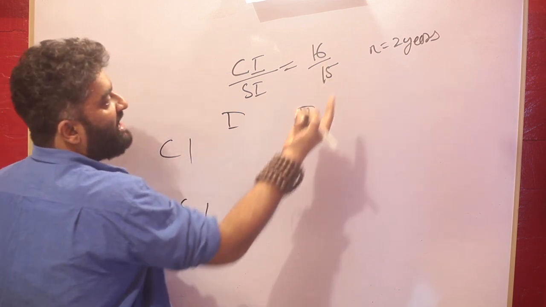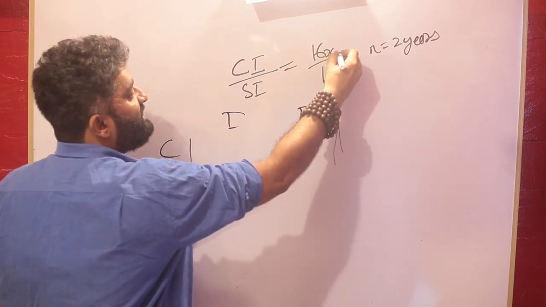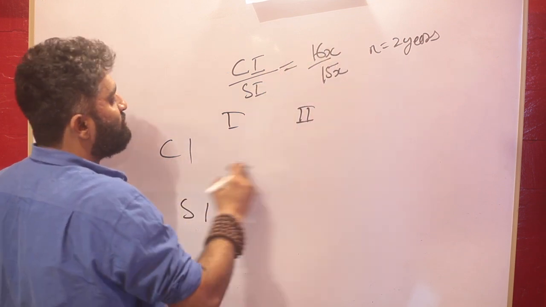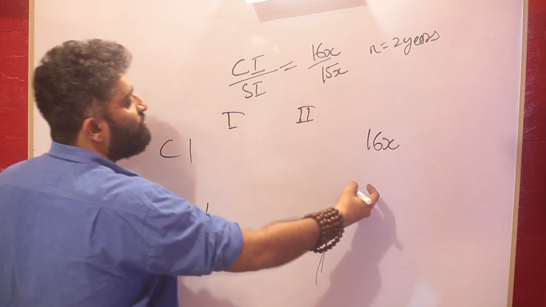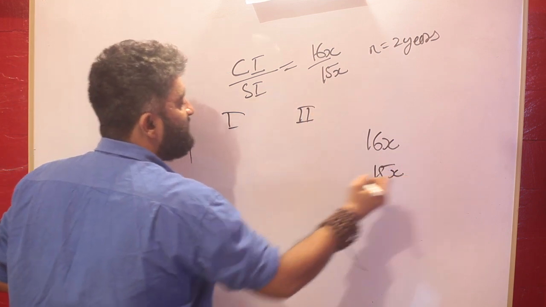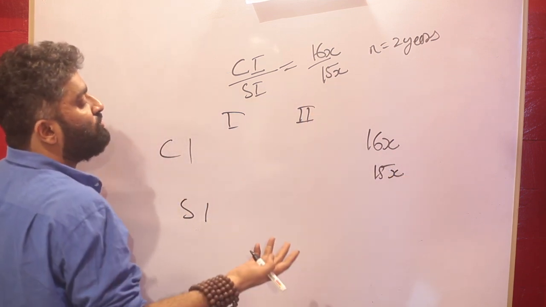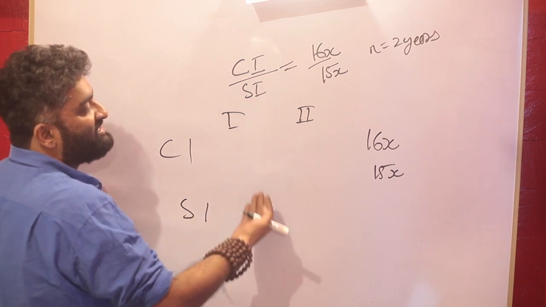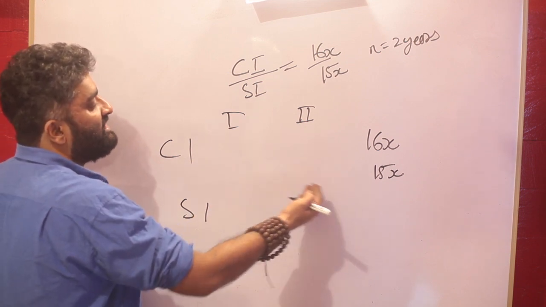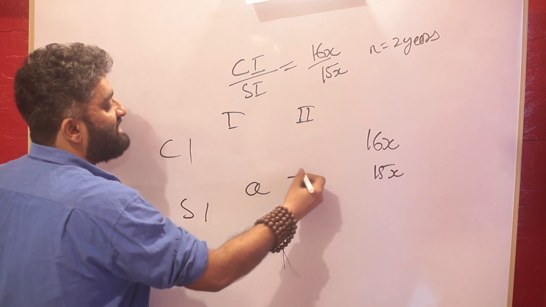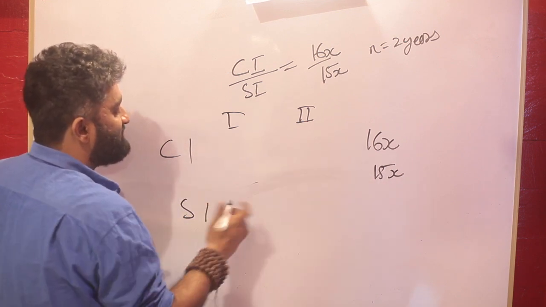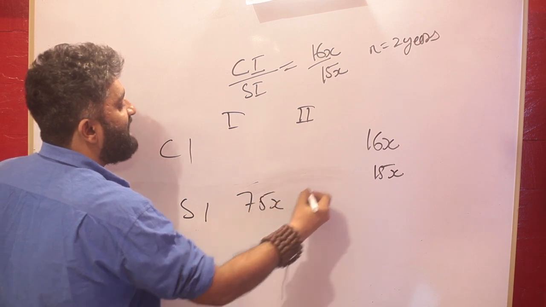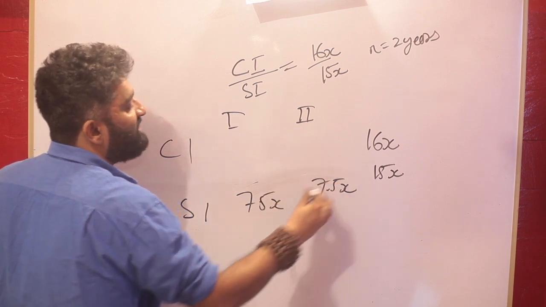I know how to deal with ratios. Just throw an X so this can become usable for you. So the total CI after 2 years is 16x and the total SI after 2 years is 15x, right? Now use the concept that SI is constant across the years. That means a plus a gives you 15x, or for the first year it is 7.5x, and for the second year also it is 7.5x.